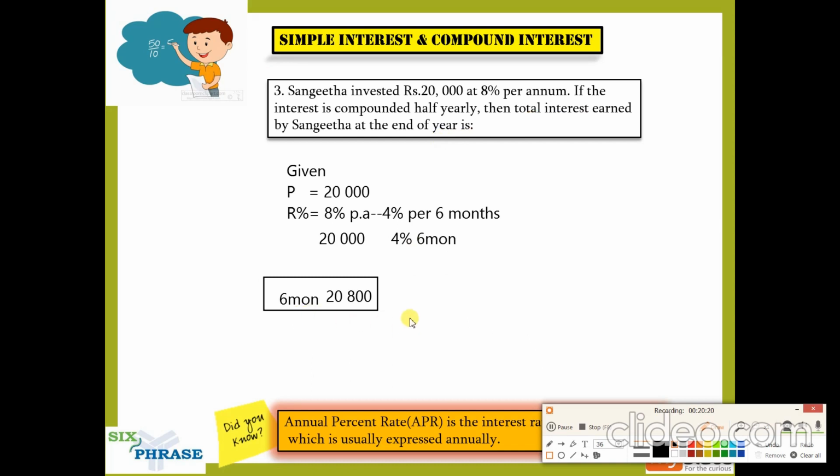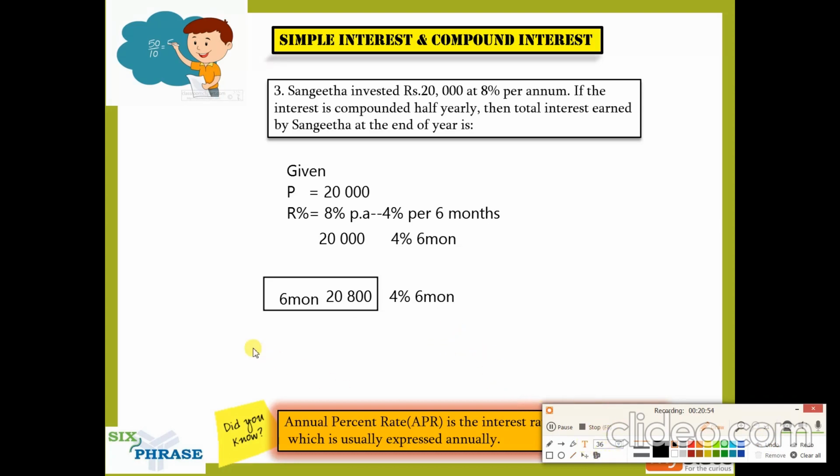Now for the next 6 months, guys, what do you think is the rate of interest? It is the same 4 percentage, right? Because 4 percentage is for 6 months. Now what is 1 percentage? Now 1 percentage is 208. Am I right, guys? 1 percentage is 208. 4 percentage is nothing but 832. 208 into 4 will give you 832.